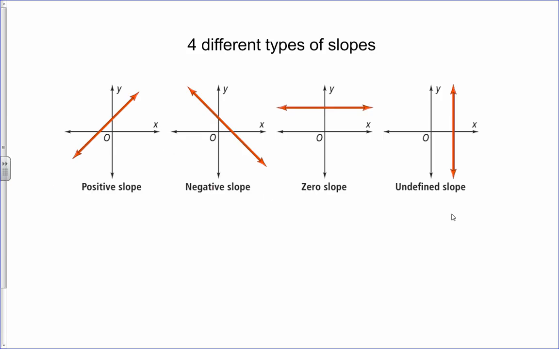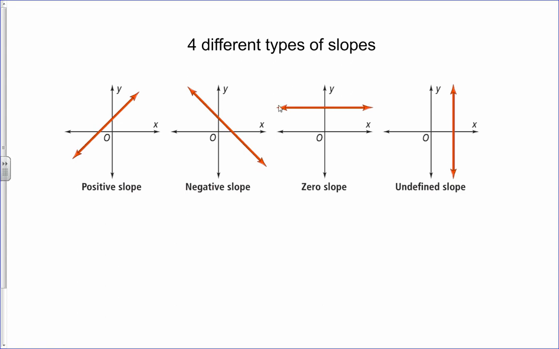All right, now there are 4 different types of slopes. You have a positive slope, which points upward and to the right. Okay. You have a negative slope, which points down to the right. You have a slope of 0, which is a horizontal line. And then you have an undefined slope, which is a vertical line.